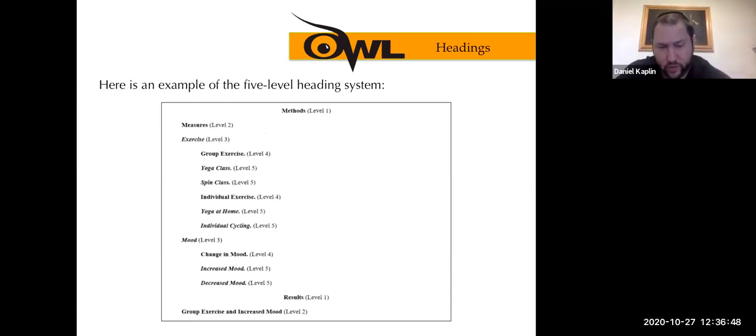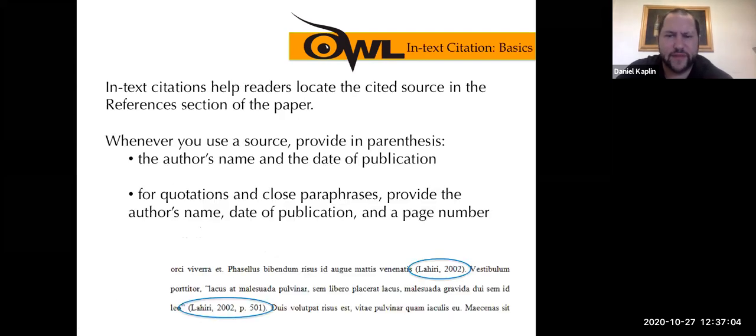For level 1, 2, and 3 headings, those headings do not go on the same line as the actual paragraph. But for level 4 and 5 headings, it's part of the paragraph and indented. All right, so those are the levels of heading.